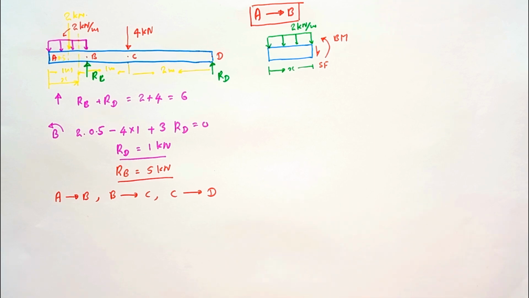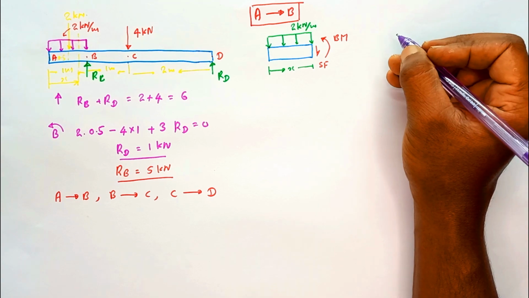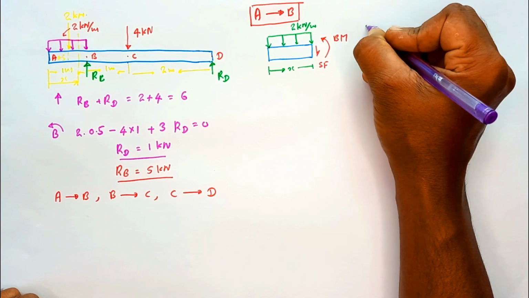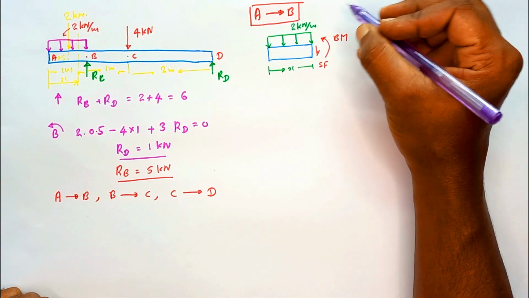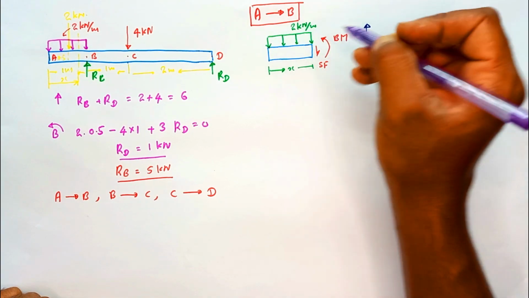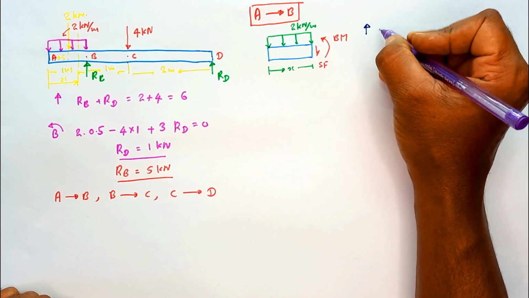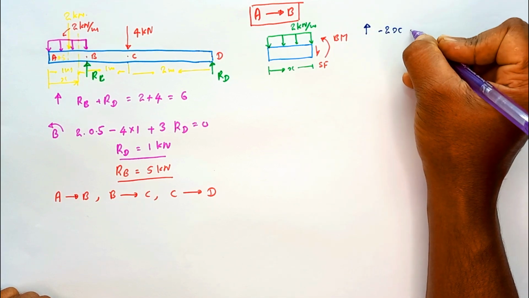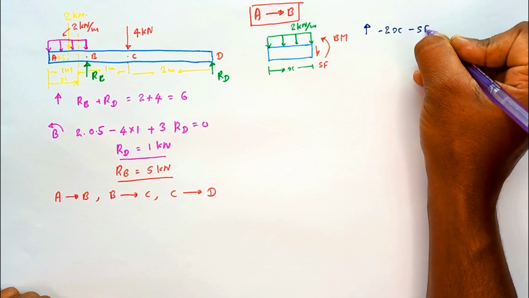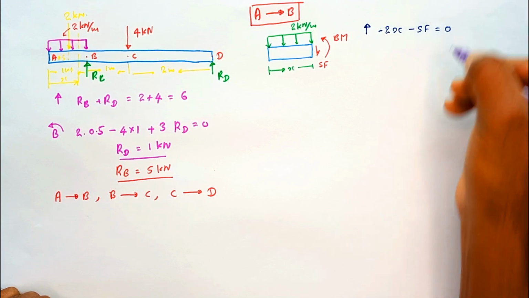Then we are going to obtain the equations considering the equilibrium of this beam part. So I am going to resolve the forces in the vertical direction first. By resolving the forces in the vertical direction, the resultant is equal to minus 2x minus shear force equal to 0.